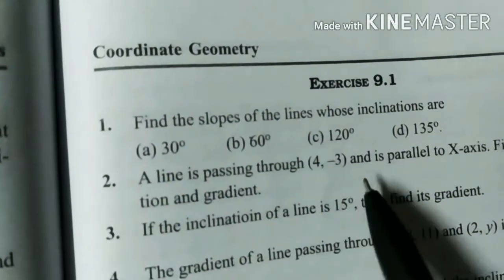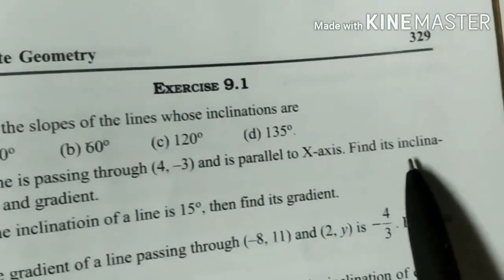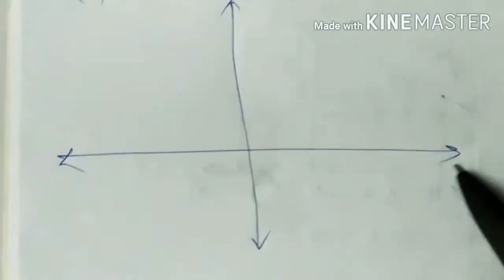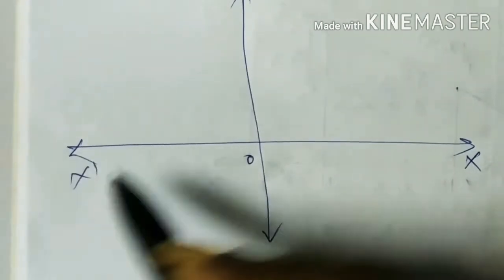Now the second question is, a line is passing through this point and is parallel to x-axis, find its inclination and gradient. Let me draw the graph of it, question number 2. This is your coordinate axis, X'OX and Y'OY.